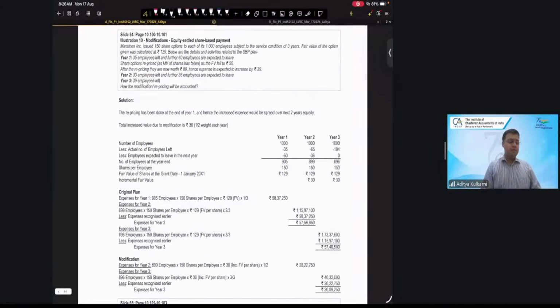So now we move on to two fresh topics, that is subsequent modification in exercise price, and repricing of options. Subsequent modification, or what you call repricing of options. Any idea what we do in the event of repricing of options? Yes, Manish.